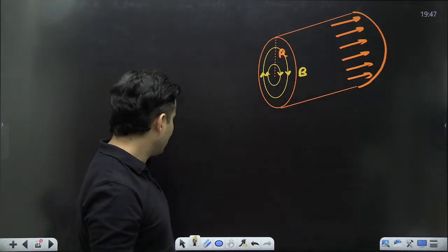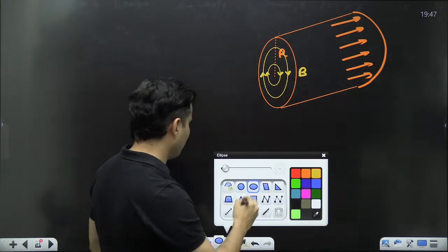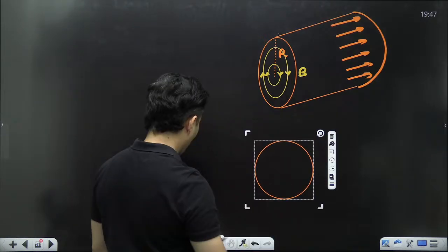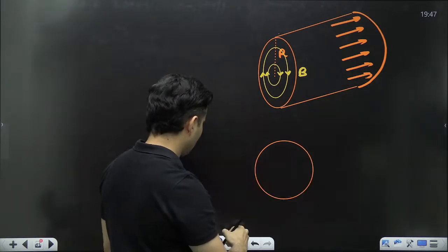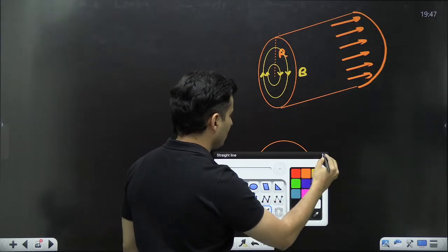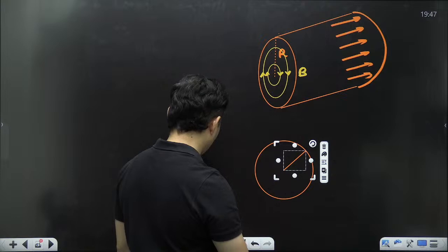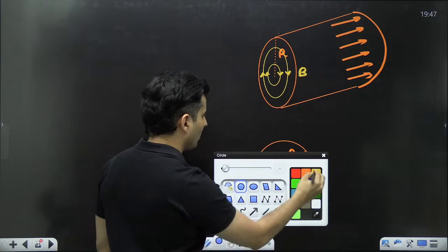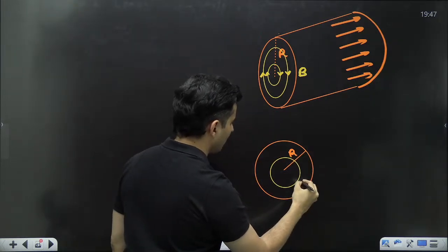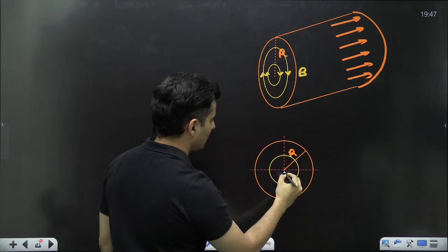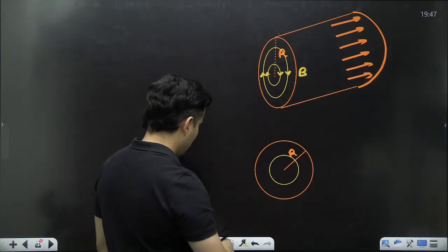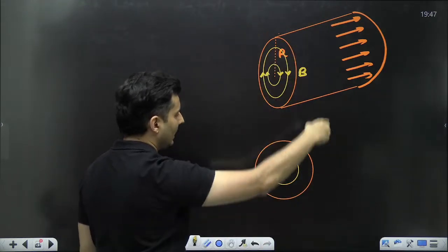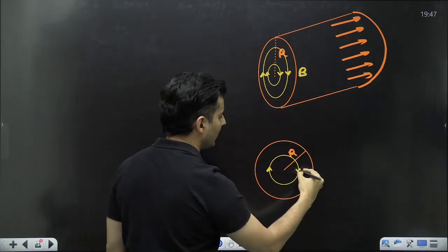So I will look at the cross-sectional view. That will be better. Imagine this is the cross-sectional view, and remember, this is the radius which we called R. I will take this particular magnetic field. Because the current is going inside, the magnetic field will go like that and come like this. This is how the magnetic field looks.